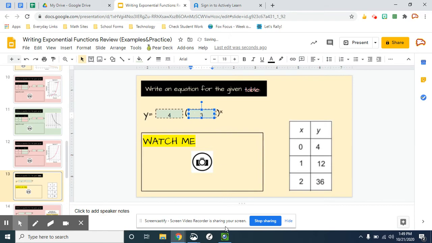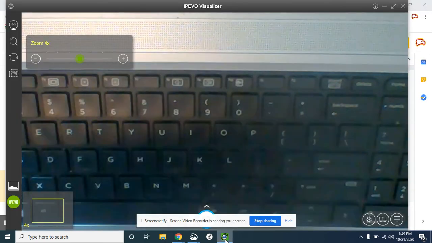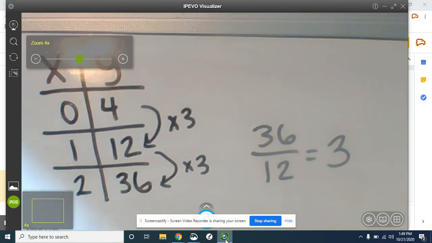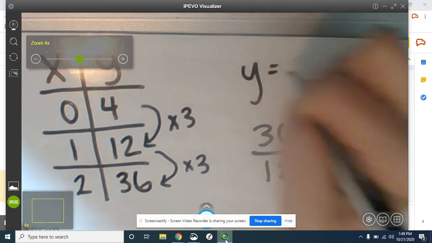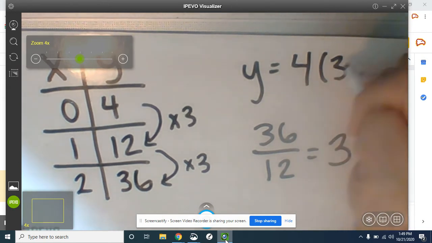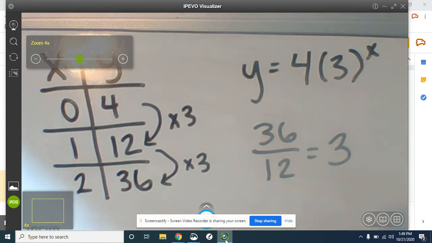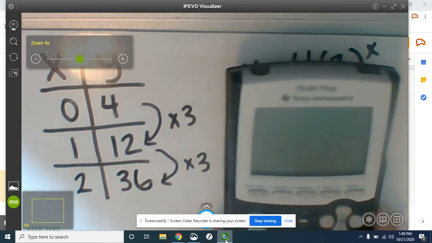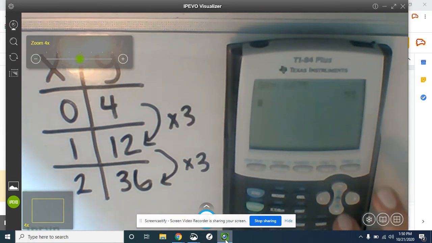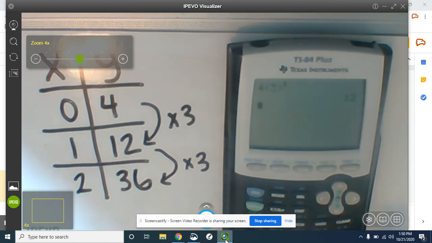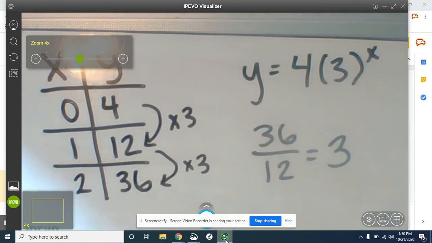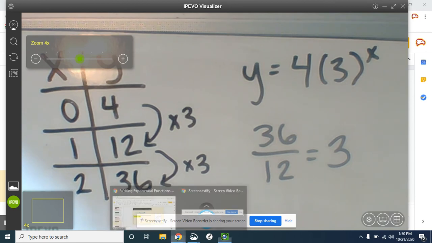And let's go ahead and check that just to make sure. So I have my function now. It is y equals 4 times 3 to the power of x. So I'm going to plug in 1 and hope that 12 comes out. All right. So we have 4 times 3 raised to the power of 1, and we get 12. So we know that we are correct. So always test your functions when you're done to make sure that they give you the output that you need.